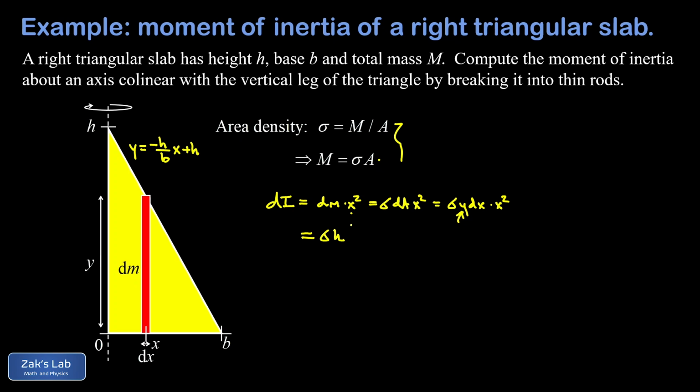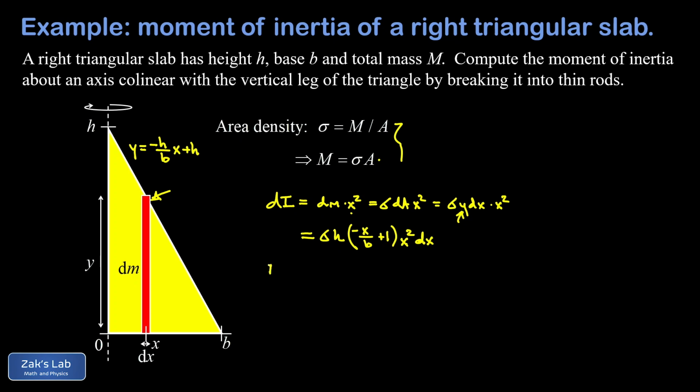So sigma times h, negative x over b plus 1 times x squared dx, just moving the dx to the end this time. So now we're set up with an expression for the moment of inertia contribution of this single little slice, and we can add them all up by using an integral.